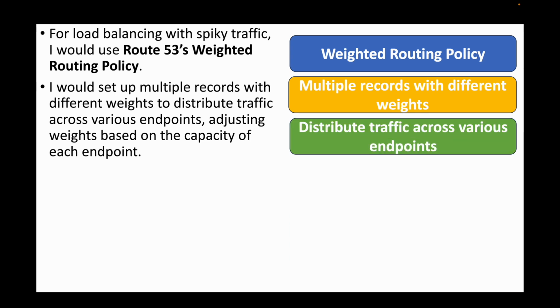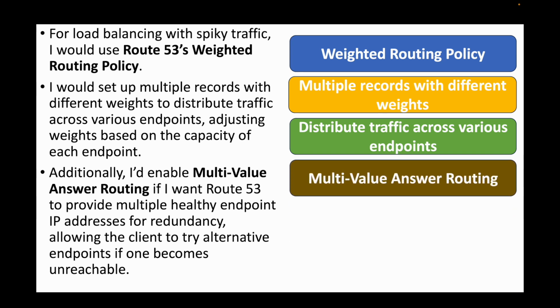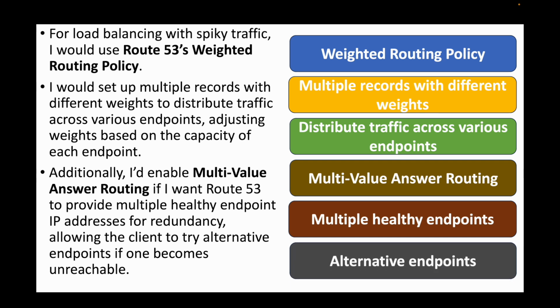Like let's say you have 2 endpoints or 3 endpoints, so you can have 30% going to one endpoint, and then 30% going to another endpoint, and the remaining 40% going to the last endpoint. Additionally, you can also enable multi-value answer routing if you want Route 53 to provide multiple healthy endpoint IP addresses for redundancy, and this will allow the client to try alternative endpoints if one becomes unreachable. So basically, you'll have to make use of weighted routing policies for this.